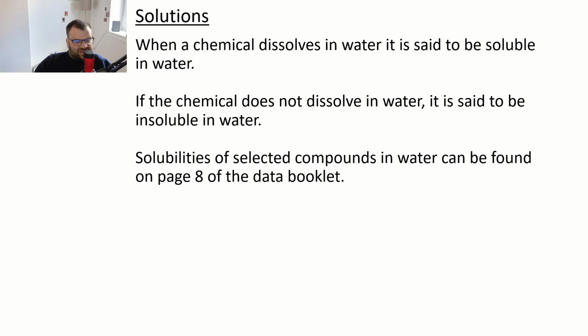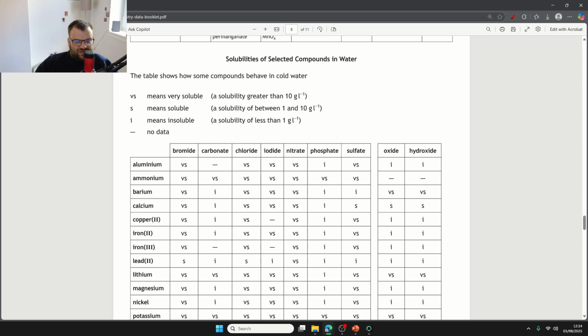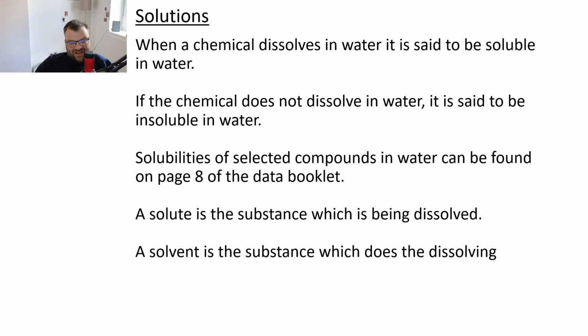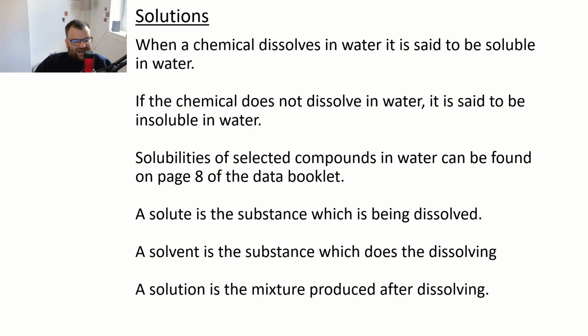If you need to check the solubilities, you can use page 8 of the data booklet. And this shows you various different metal compounds. And it gives you the key to tell you that VS is very soluble and I means insoluble. So this will come in handy for some of the questions we'll look at today. The solute is the substance that is being dissolved. The solvent is the substance which does the dissolving. And a solution is the mixture produced after dissolving.